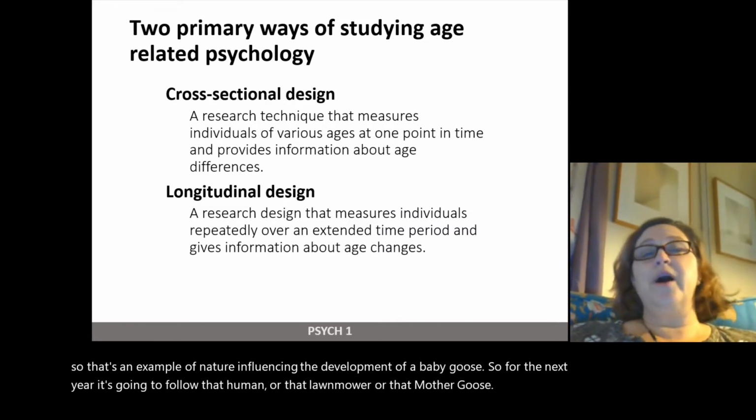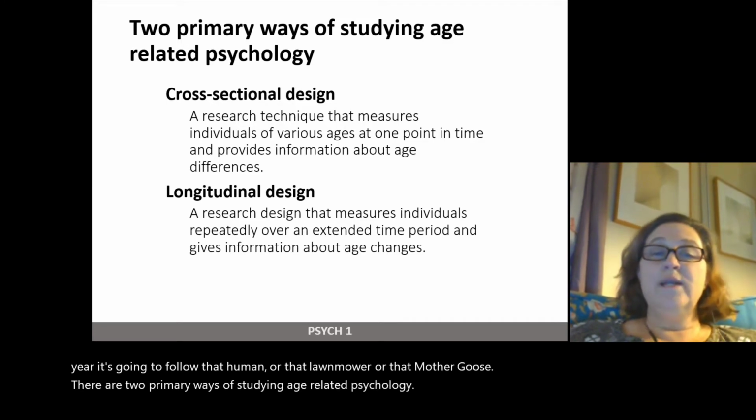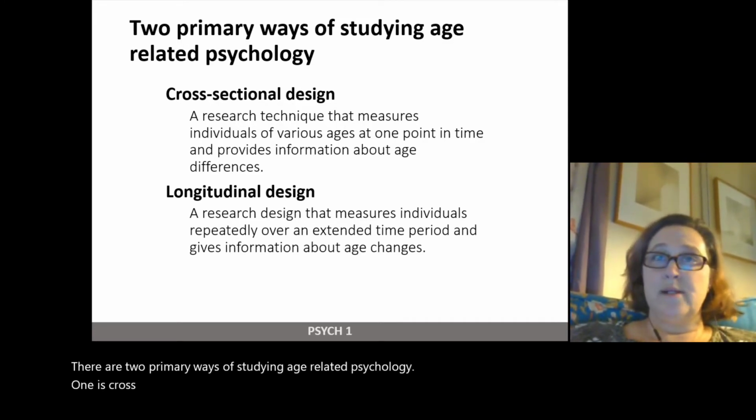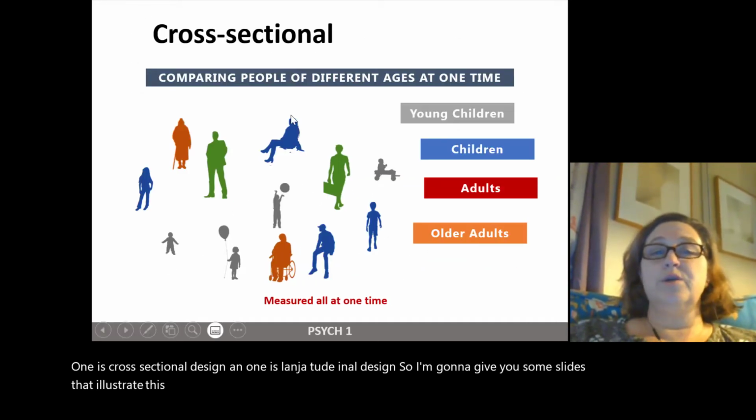There are two primary ways of studying age-related psychology. One is cross-sectional design and one is longitudinal design. So I'm going to give you some slides that illustrate this. Cross-sectional design is measured all at one time.